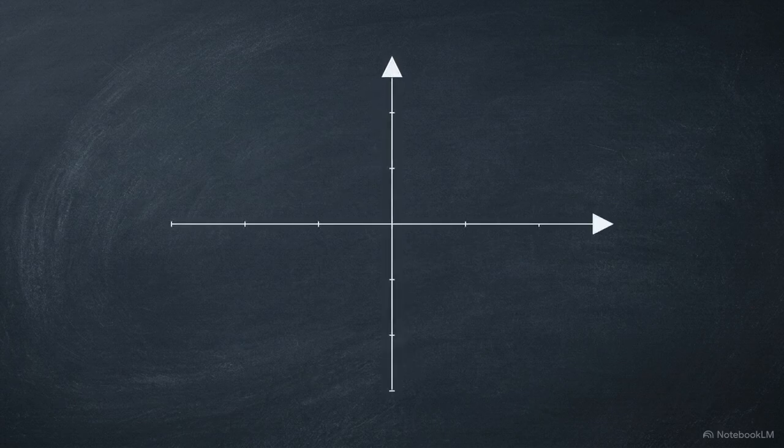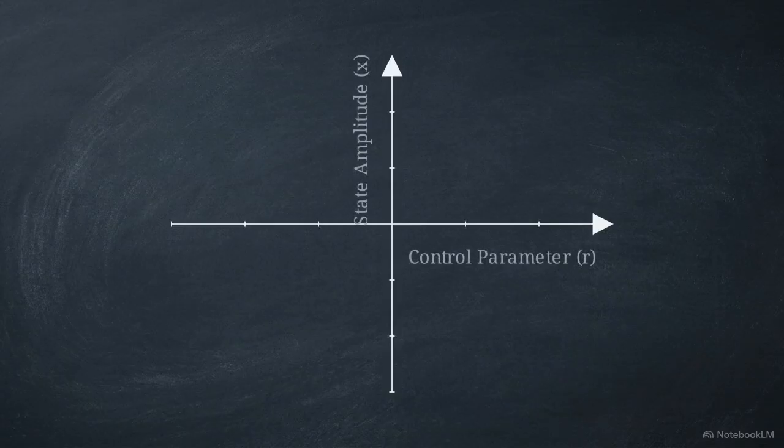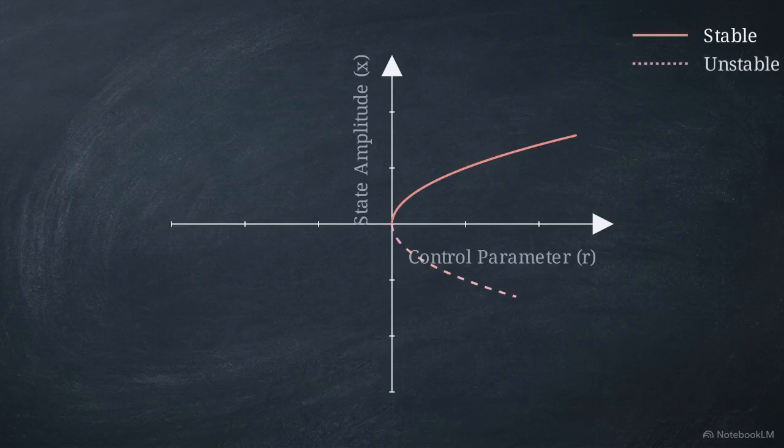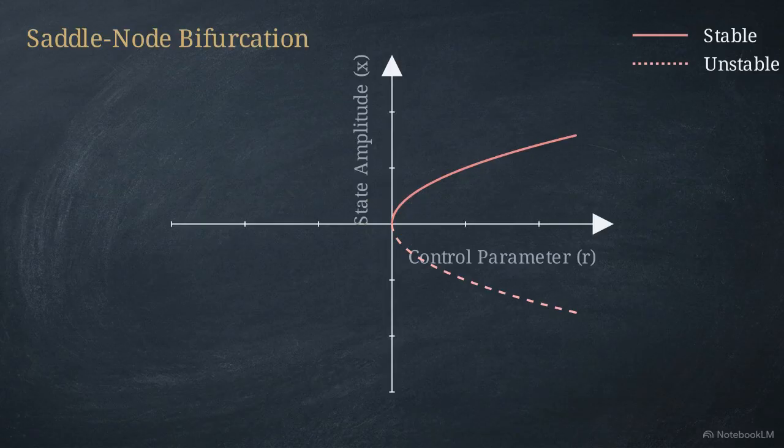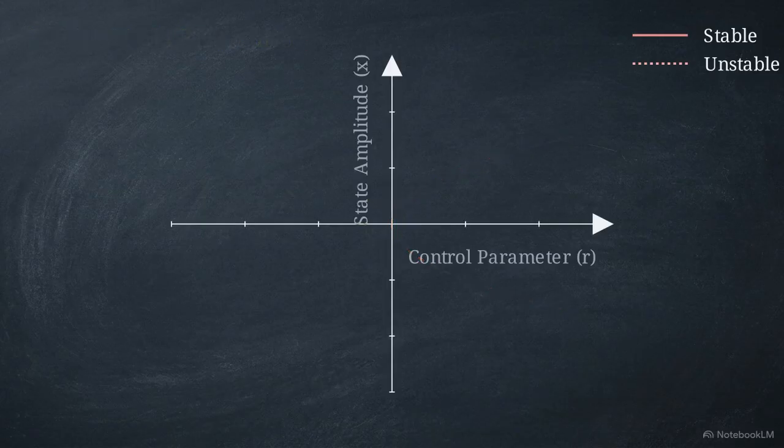To track these collisions over a range of conditions, we build a bifurcation diagram. This chart plots the control parameter on the horizontal axis and the state amplitude on the vertical axis. Reading this diagram requires standard notation rules. Solid lines represent branches of stable equilibria. Dashed lines represent unstable repellers. Here, we see the stable and unstable branches meeting at the exact moment of annihilation.